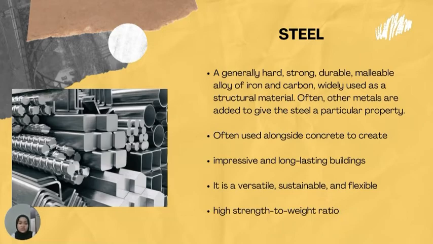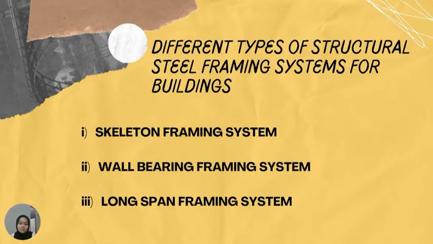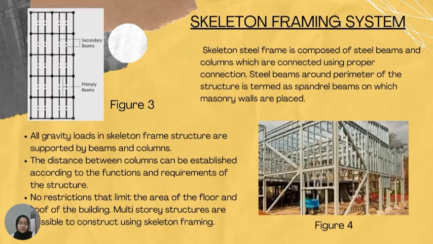So next is about system and structural system. There are different types of structural steel framing systems for buildings. One of it are skeleton framing system, wall bearing framing system, long span framing system. So first of all, I'm going to talk about the skeleton framing system.